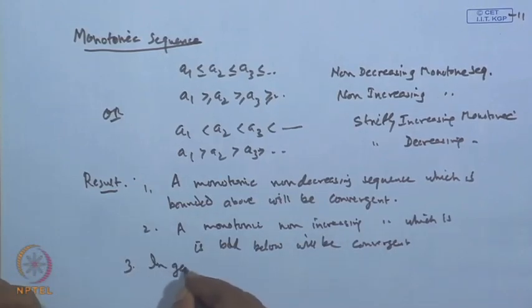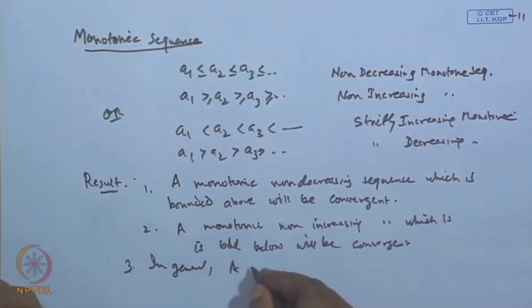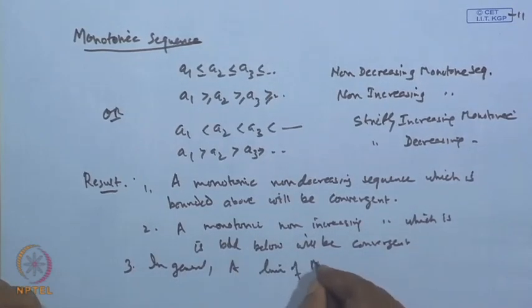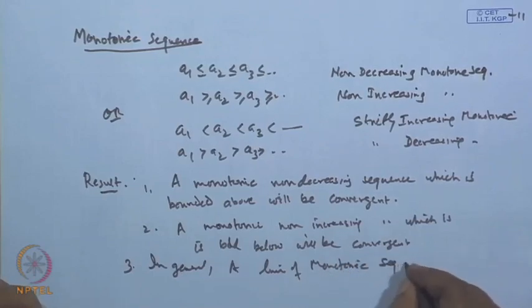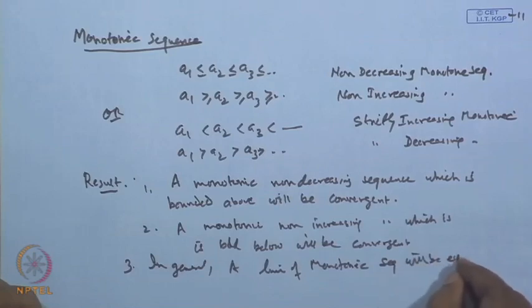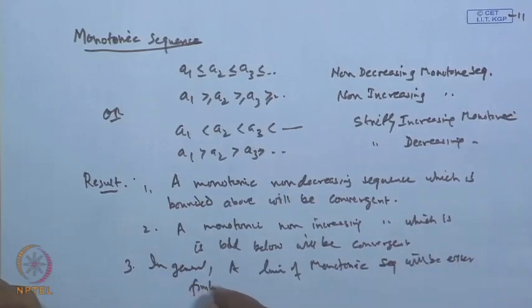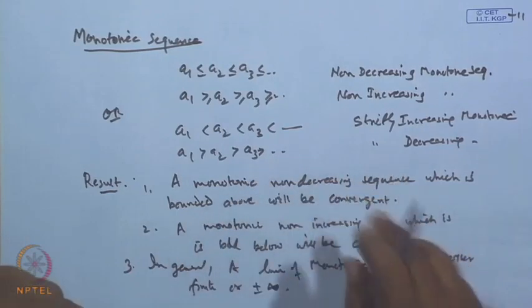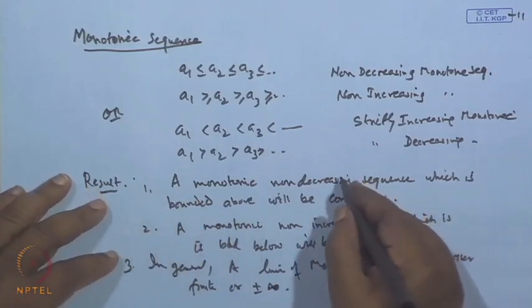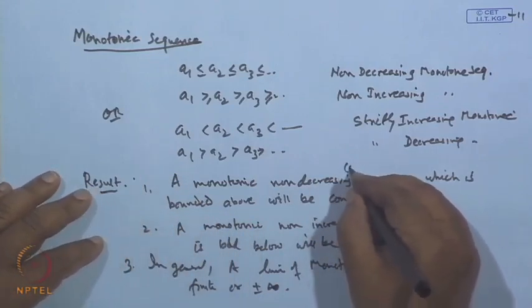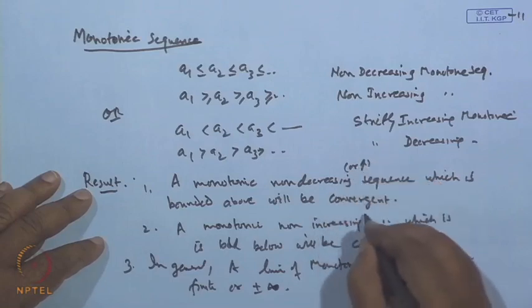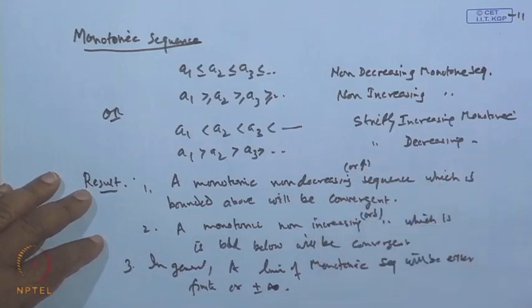In general, the limit of a monotone sequence will be either finite or plus or minus infinity, but these are the convergence criteria. So, either monotone non-decreasing or strictly increasing or strictly decreasing, that is what this also says. Now, this will be used also to find limits.